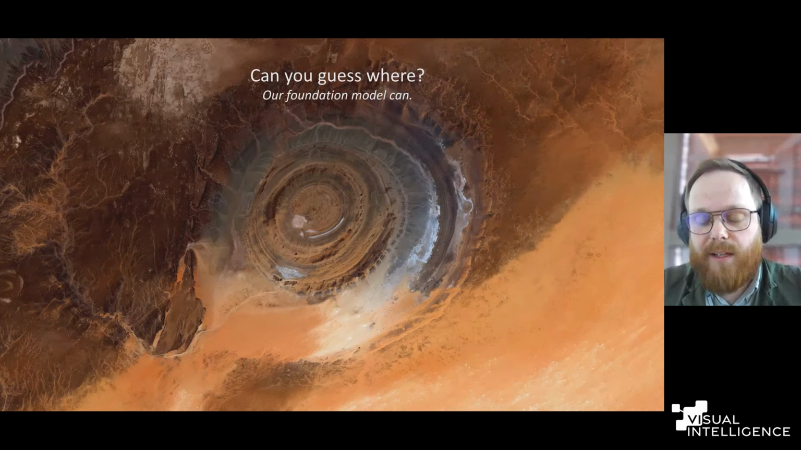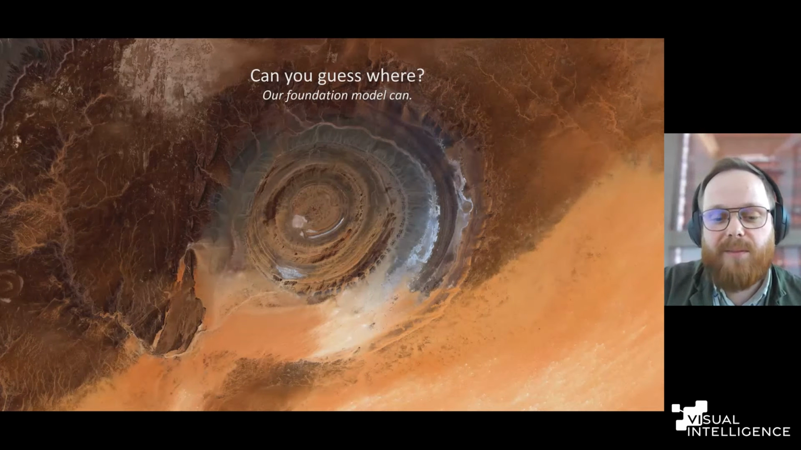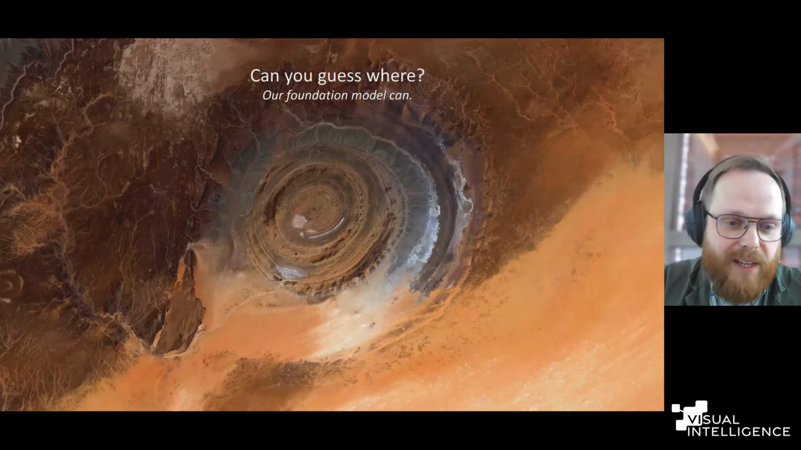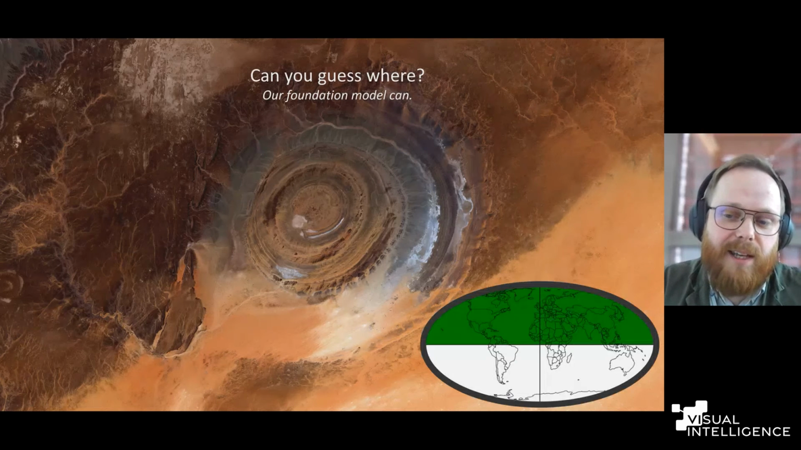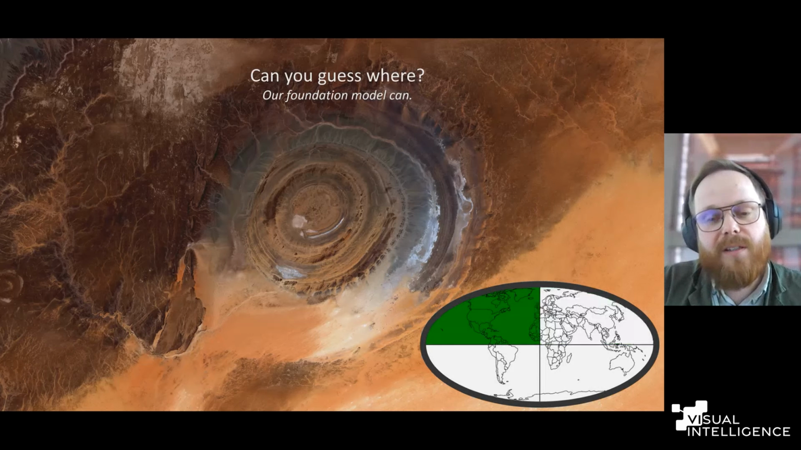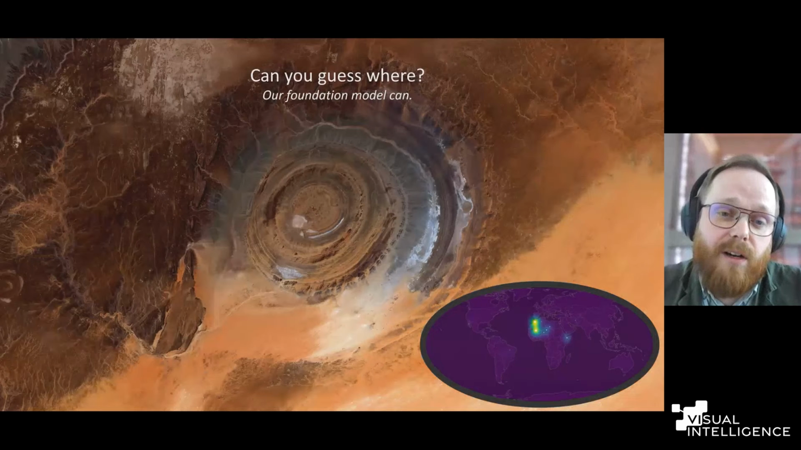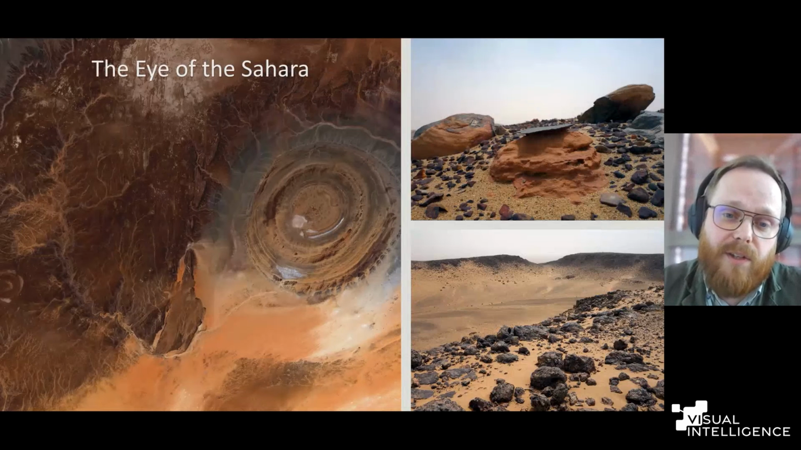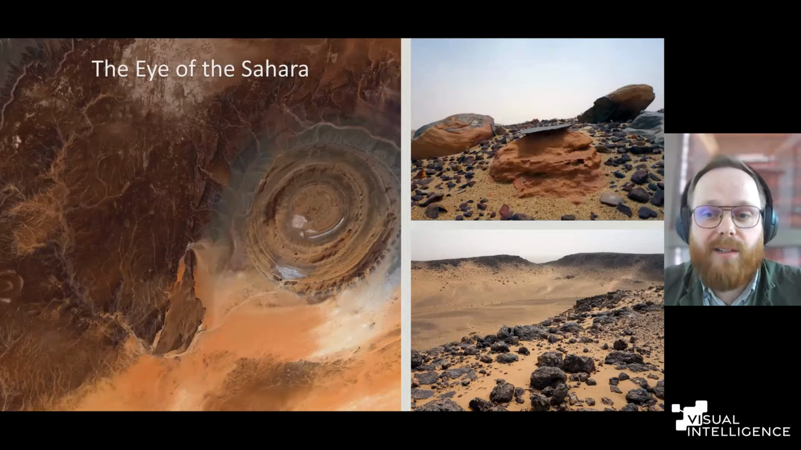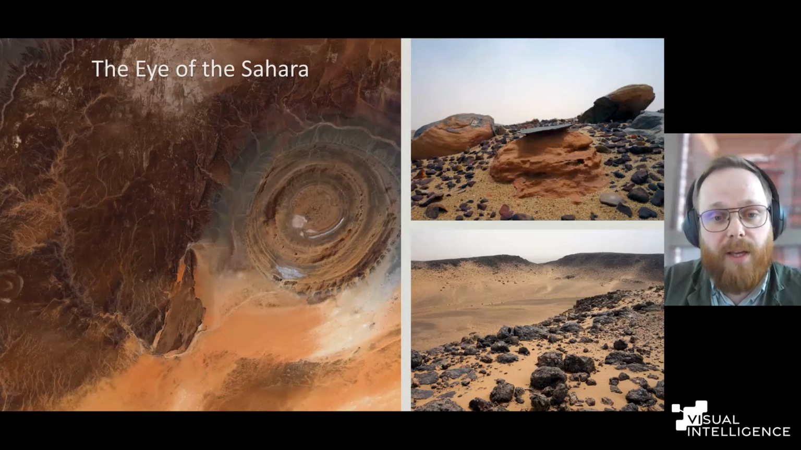So I just wanted to test quickly if you can do better than our model. Well, I can't see the chat, but if you can guess where this is, you would probably guess that it's somewhere in a desert. So it's in the Northern Hemisphere. This is the Northwestern Hemisphere, and it's actually in the Sahara. So this is what is called the Eye of the Sahara. And the model does very well at predicting this, even though it has never seen the Eye of the Sahara before.